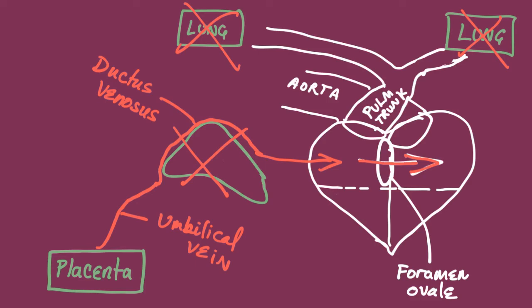There's also another shunt, and that is from the pulmonary trunk to the aorta. As the blood goes from the right ventricle into the pulmonary trunk, it directly goes into the aorta, so that it doesn't have to go to the lungs and then come back and then go to the aorta. So this little shunt here that we see is called ductus arteriosus.